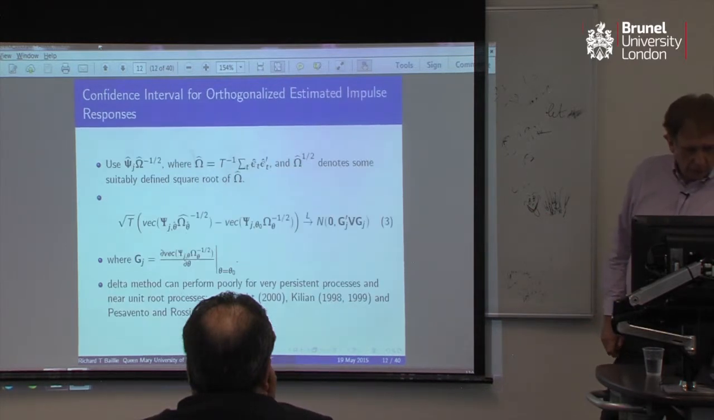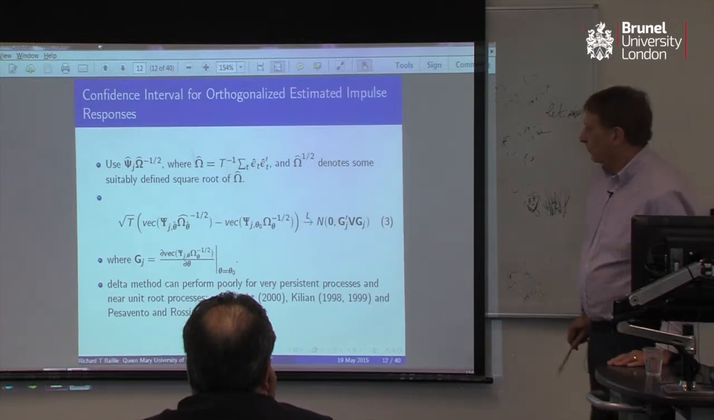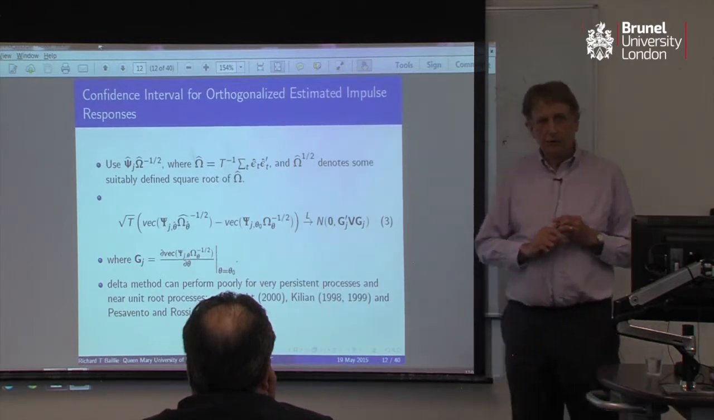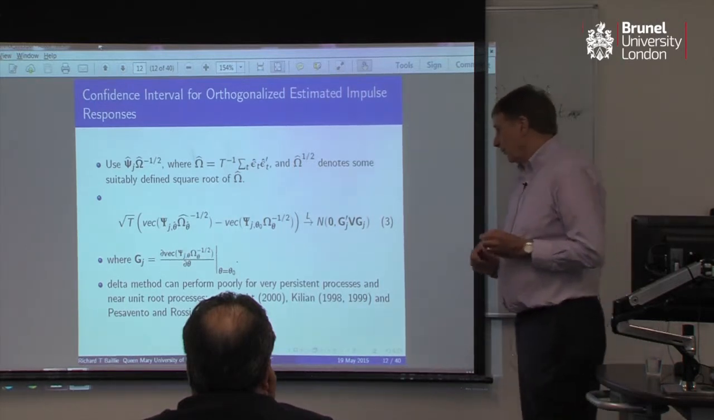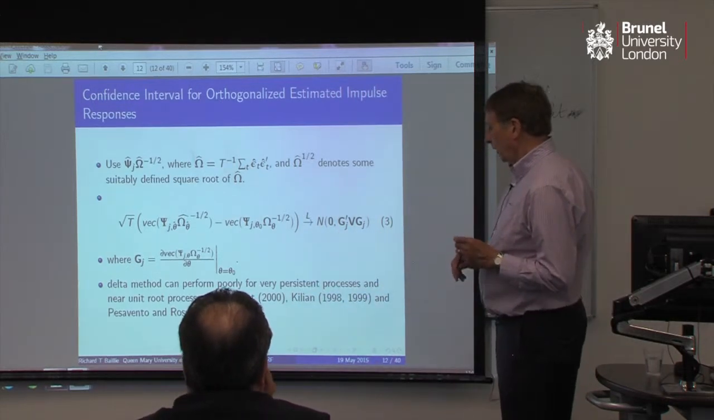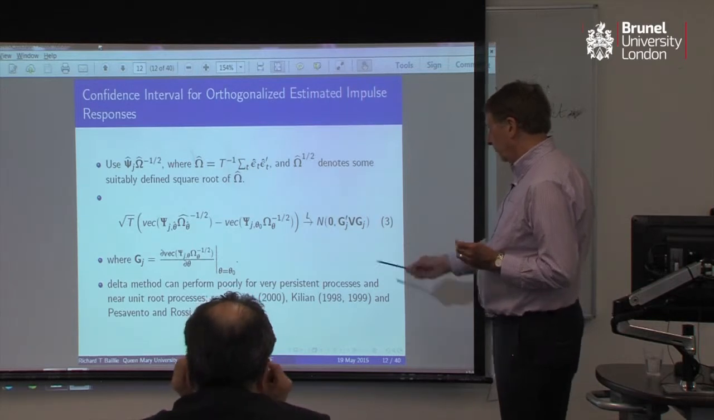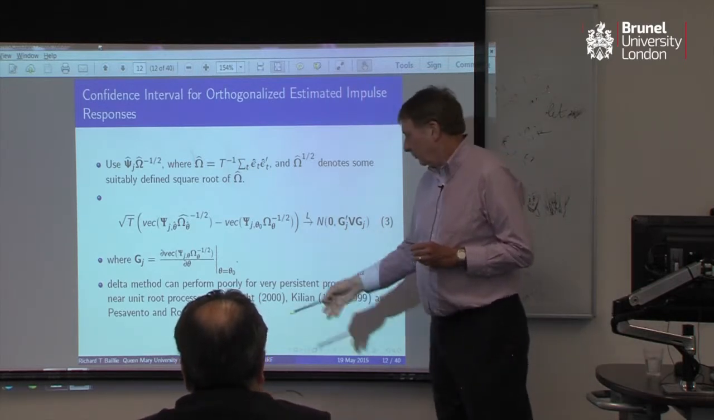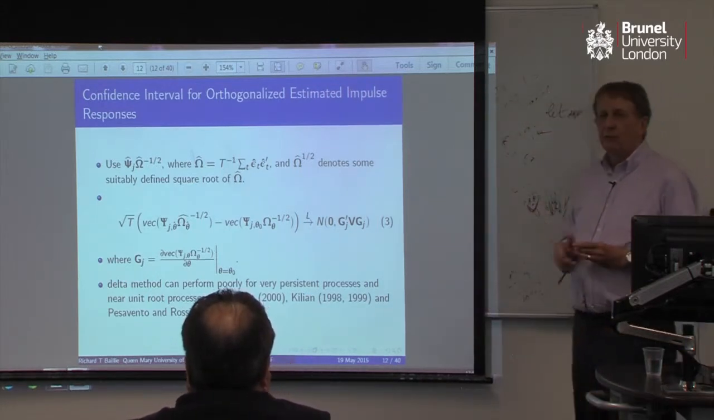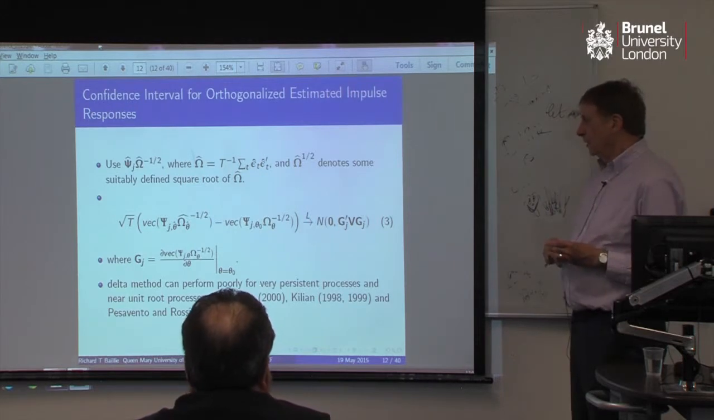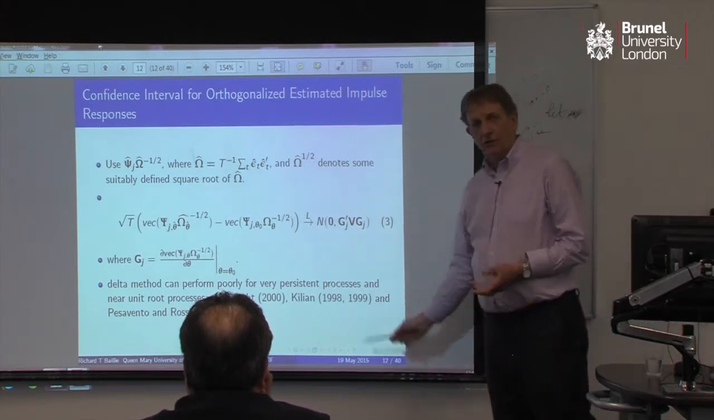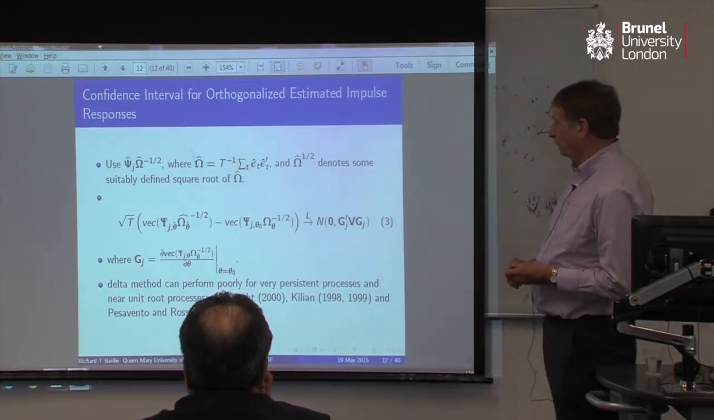But the other problem that's even more important, really, is that for any kind of persistent processes, these delta approximations don't work very well. Jonathan Wright has a paper in the JBES on basically autoregressive models, and there's quite a bit of work on VARs by Lutz Kilian and Elena Pesavento and Barbara Rossi, who was here earlier today. So the delta method is unfortunately not very good when it comes to these kind of persistent processes, and so we're not going to pursue that in this context in the paper.